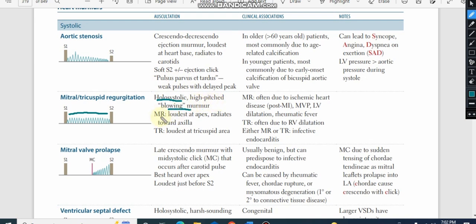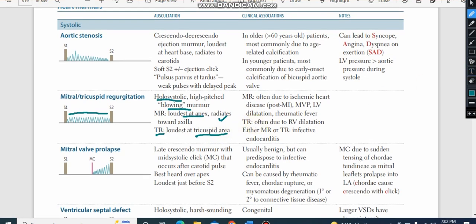Now we have MR. Obviously, what will be the site? It will be the mitral area. Whenever we have something in the mitral area, usually it radiates to the axilla. So it will radiate to the axilla. In case of tricuspid regurgitation, the tricuspid area is the main site. This we know.